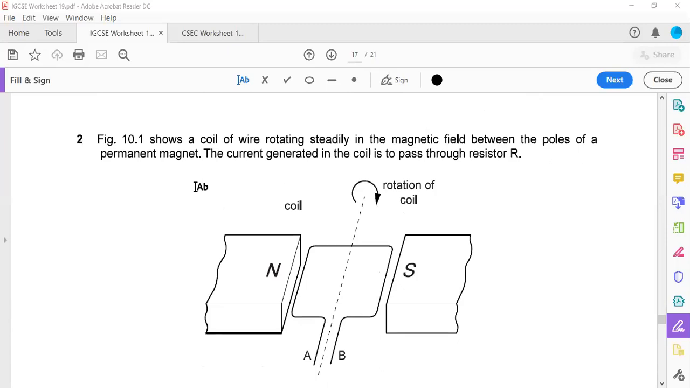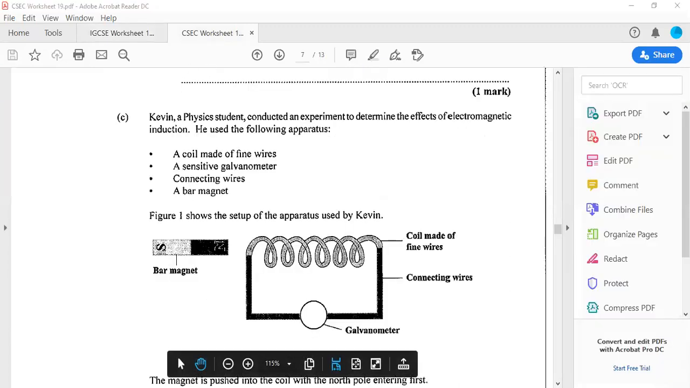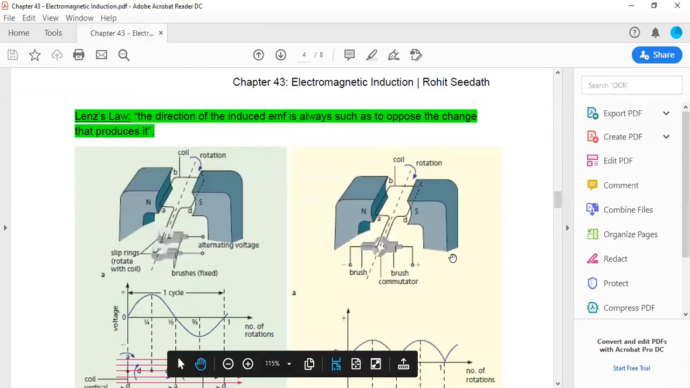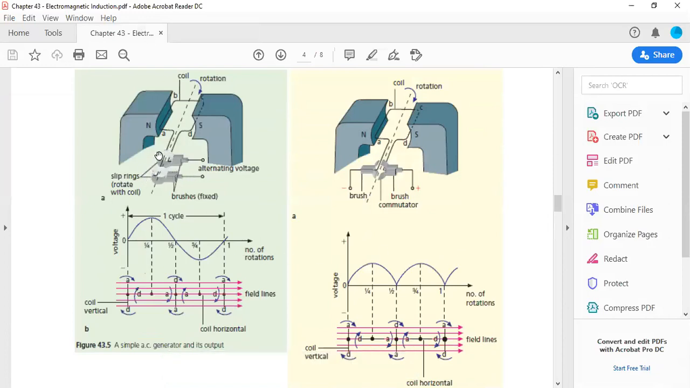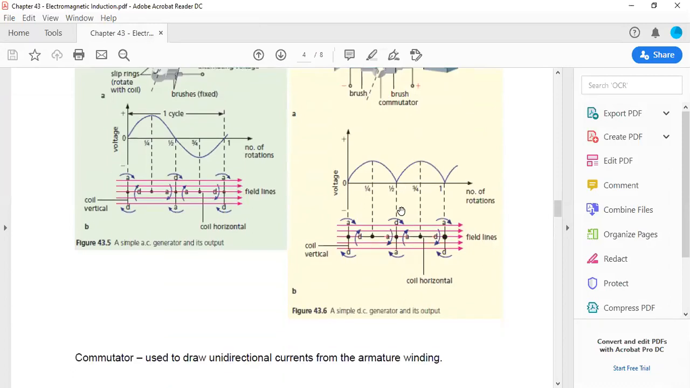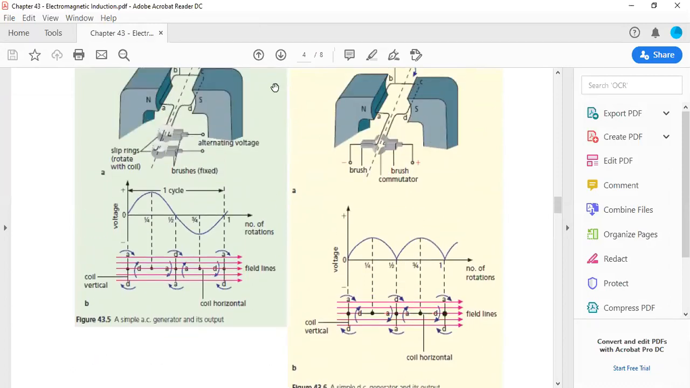So what do you think here? If you go back to the AC generator in our notes, yeah, this is an AC generator. So between the terminals here, we have something called slip rings. Good. So they're asking what it is that is placed between here. It's slip rings between the 2 points. Or commutators, if it was a DC generator, it would have had commutators.